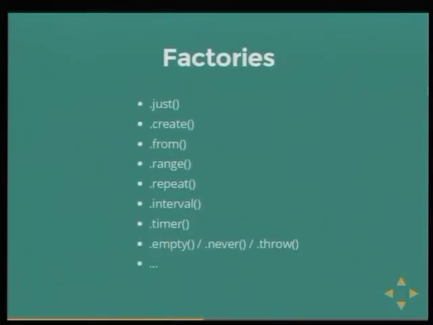So how can we create observables? There are factory methods for it. For instance, the just method is pretty simple. You provide a various number of parameters to that method, and you will end up with an observable with those elements. But there is no time aspect in it. They just happen at the same time, immediately.